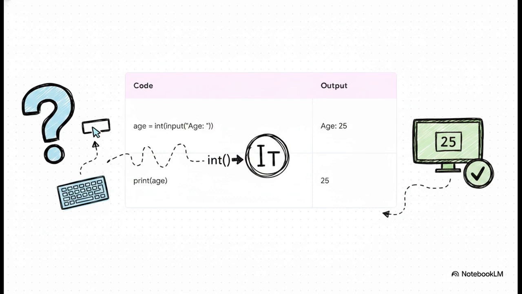Say we want to ask for the user's age. We just take our input prompt and wrap it right inside that int function. We capture the input and instantly convert it into a real number. Then we can use print to display it back. When the user enters 25, because we used int, the program outputs that 25 as a true mathematical number, not just a smushed together text string.